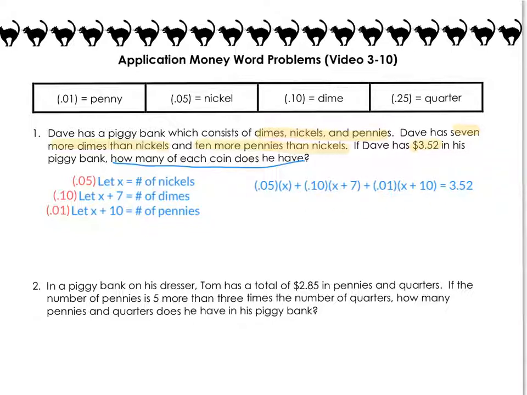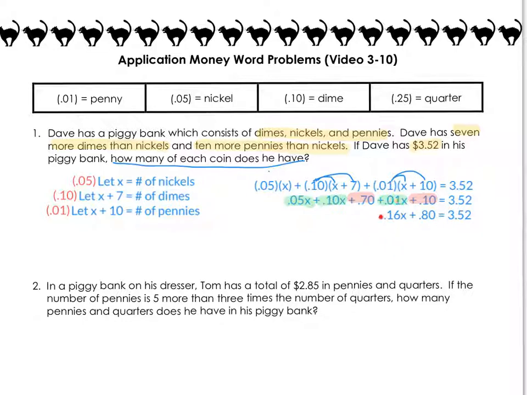Here, 0.05 times x, that's just one thing, nothing to distribute to, will give us 0.05x. But then the 0.10 needs to be multiplied by the x and the 7, and the 0.01 needs to be multiplied by x and the 10. Now that we've done all of that, we can combine any like terms. So I have 0.05x, 0.10x, and 0.01x. Those are all x values that can be put together. And then I had the 0.70 plus 0.10. That adds up to 0.80.